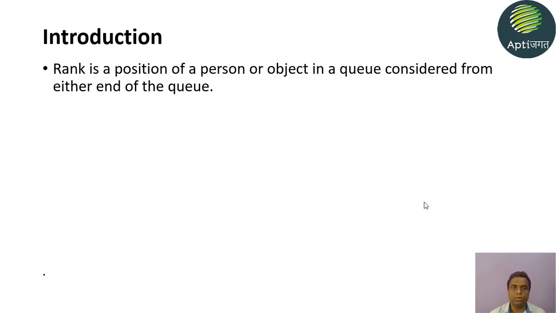Okay, students. So what is the definition of rank? Rank is the position of a person or object in a queue considered from either end. Either end can be the front end or back end. It can be from left end, from right end, from top, from bottom, from upwards, from downwards. Any of the conventions, any of the ends we can consider for ranking.